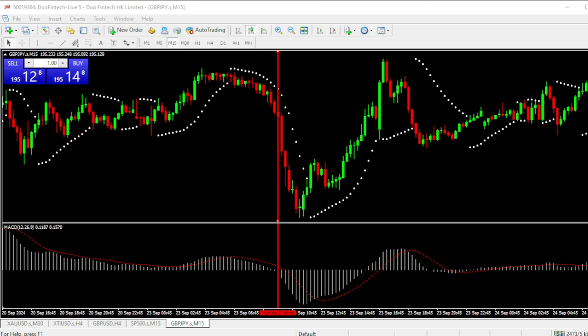Also remember, don't use this when the economic calendar has just released some kind of big news, because the volatility is too high, right? And also operate in the London session or New York session, when the price has a very good move, right?